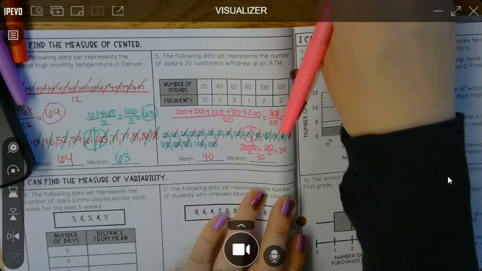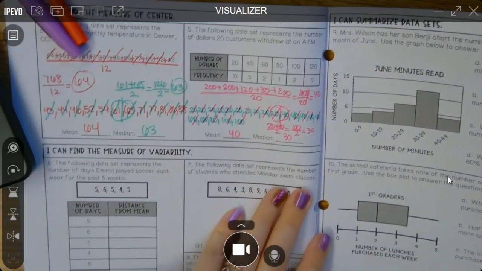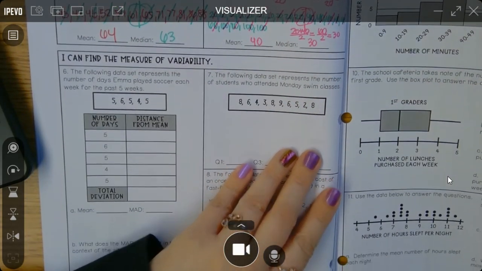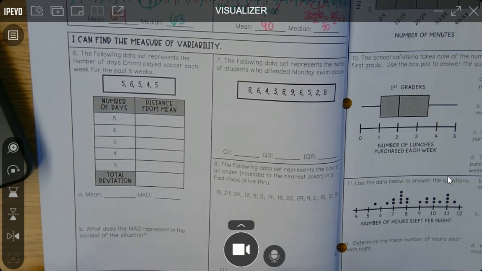Okay, again, please, please, please make sure that you're trying these on your own first, like pausing the video, trying them, and then unpausing it to check yourself. And if you need to like speed it up or slow it down, you are more than welcome to.